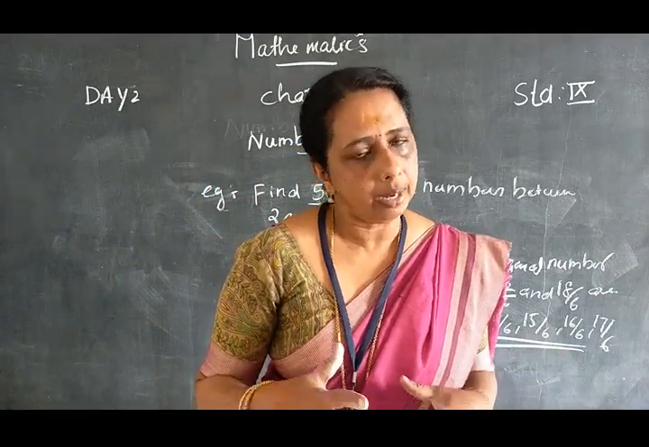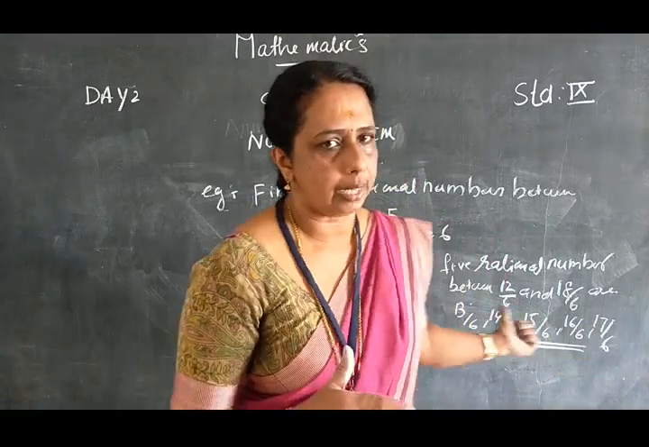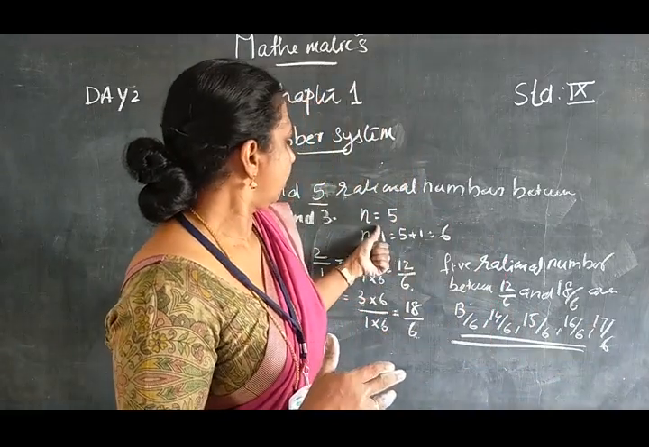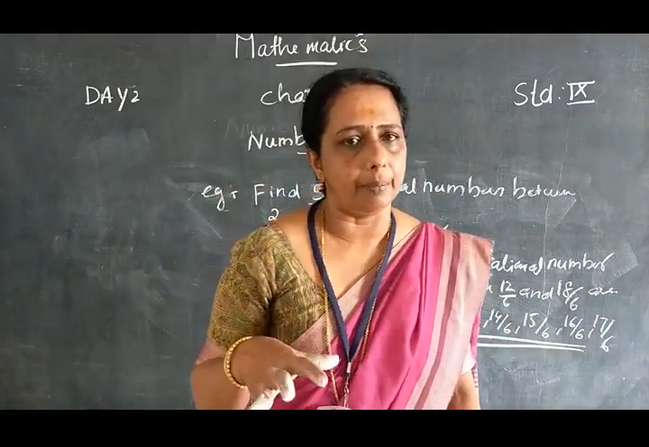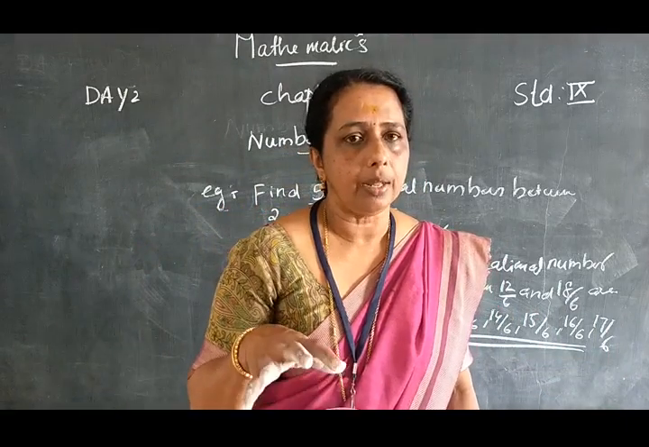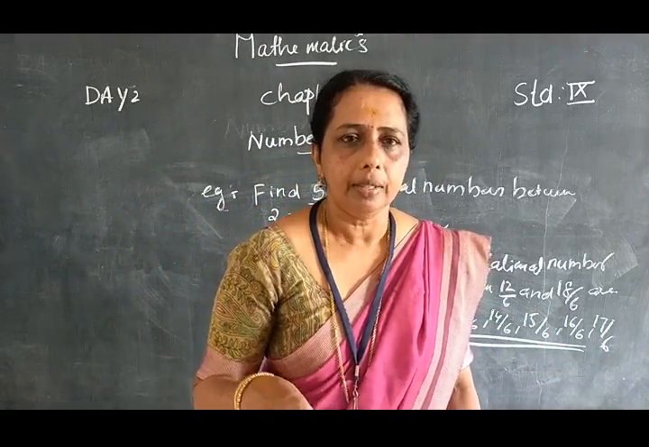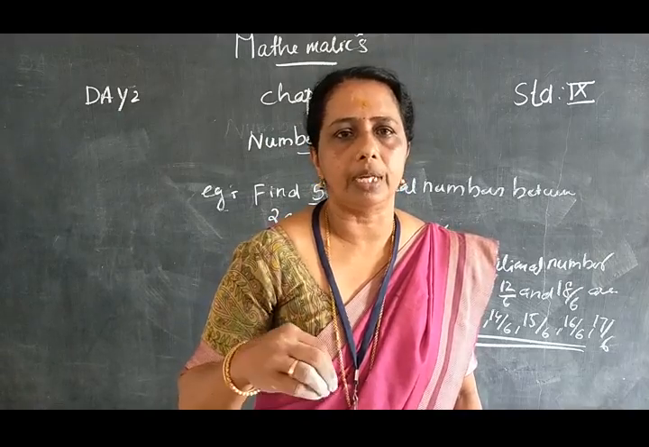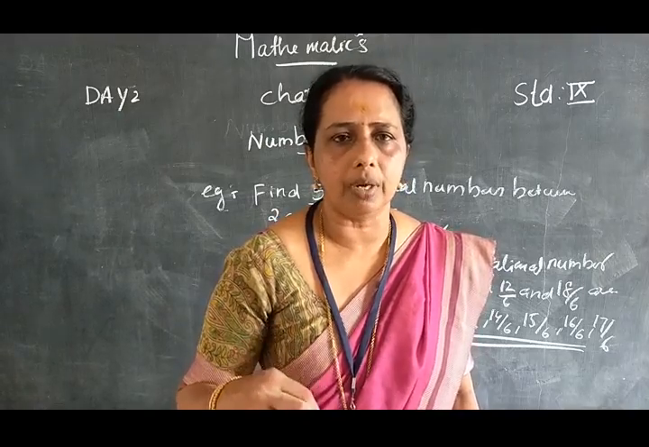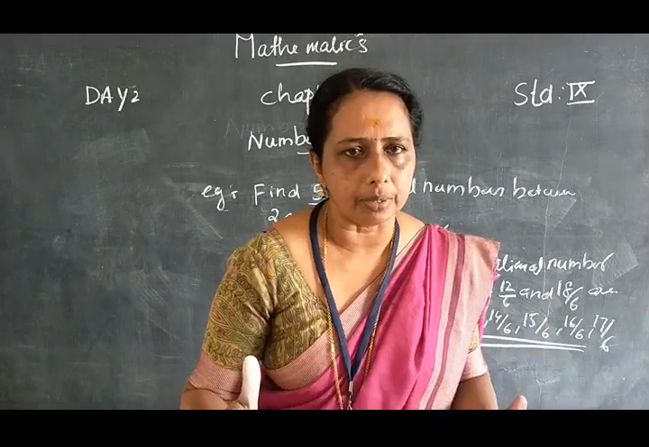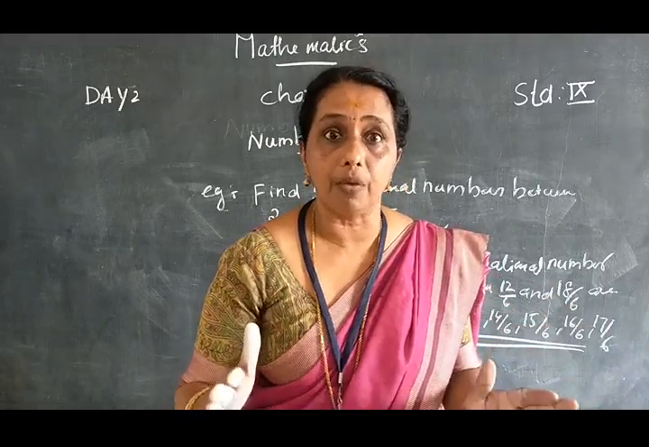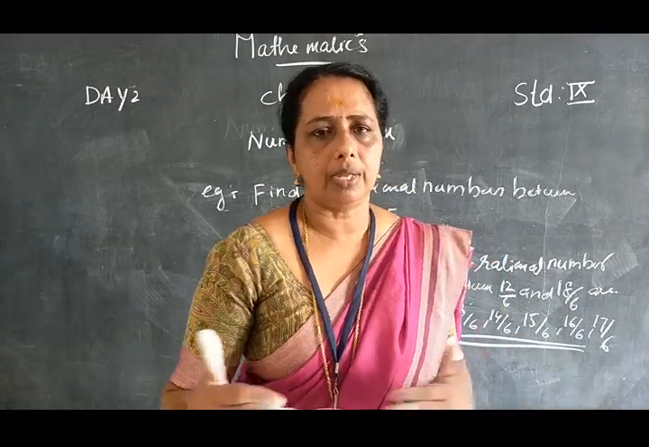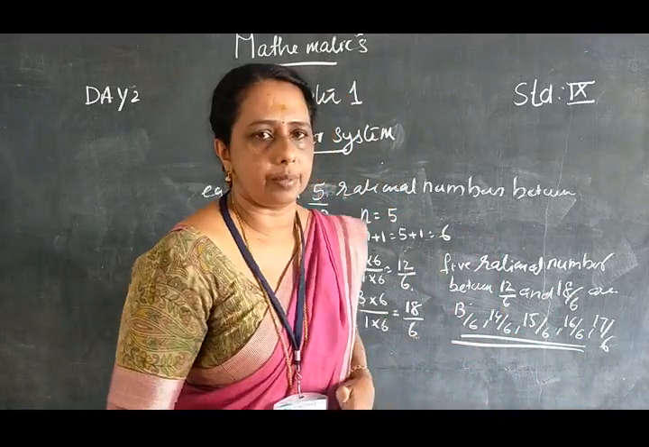I think you already studied this type of problem in the 8th class. Here we are using this formula: n is equal to the number of rational numbers we want to find. Then find n plus 1. Multiply the numerator and denominator of the given rational numbers by this n plus 1. We will get new rational numbers that are multiples of the given rational numbers. Then we can find the rational numbers in between.